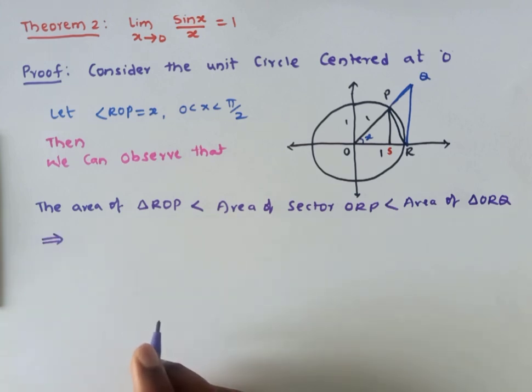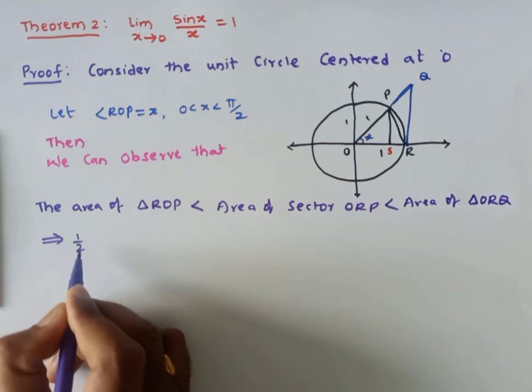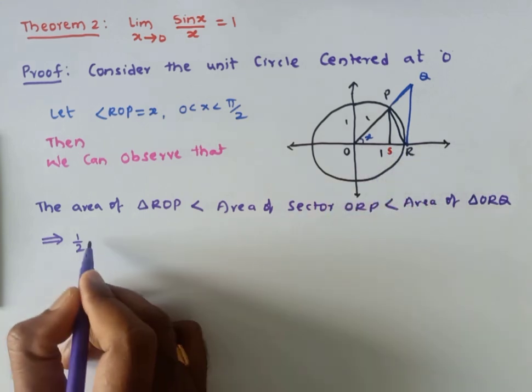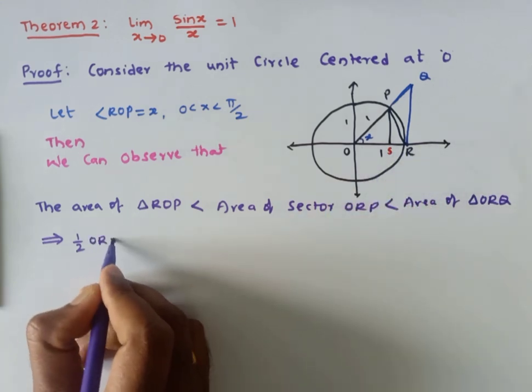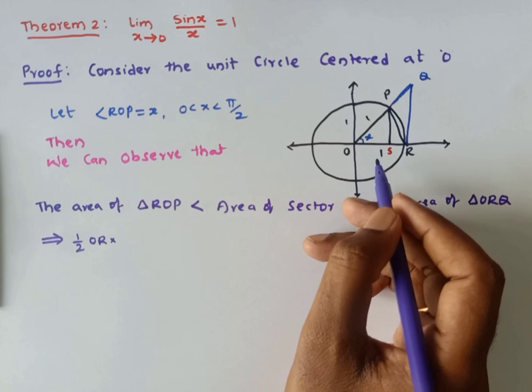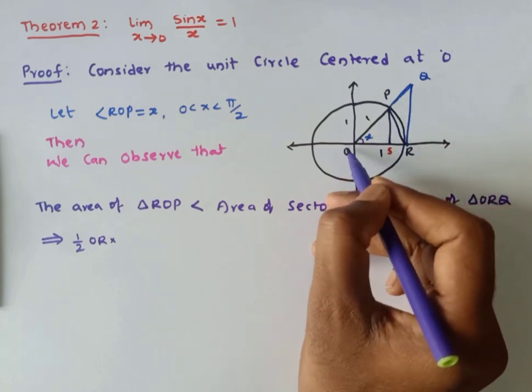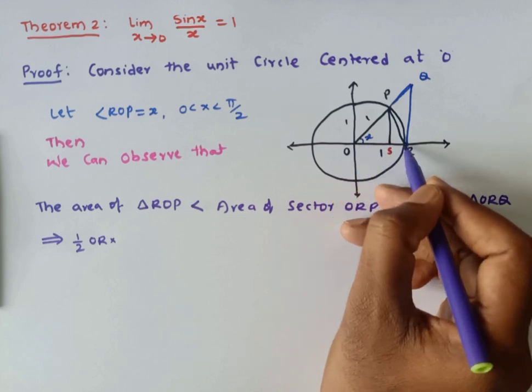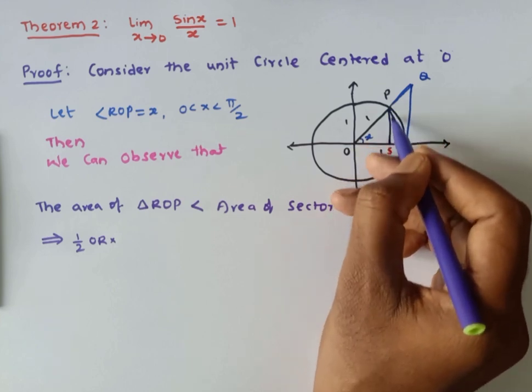And this implies the area of the triangle ROP. Area of the triangle is half of base into height, right? Here the base is OR, so this is OR into the height, which is PS. Look at this triangle, ROP is a triangle, so base is OR and height is PS.